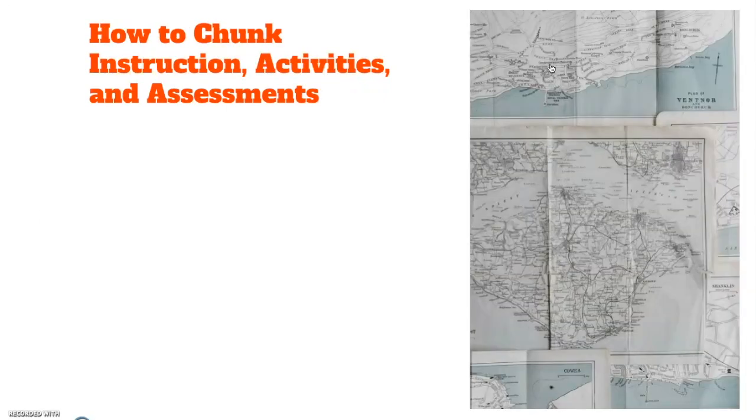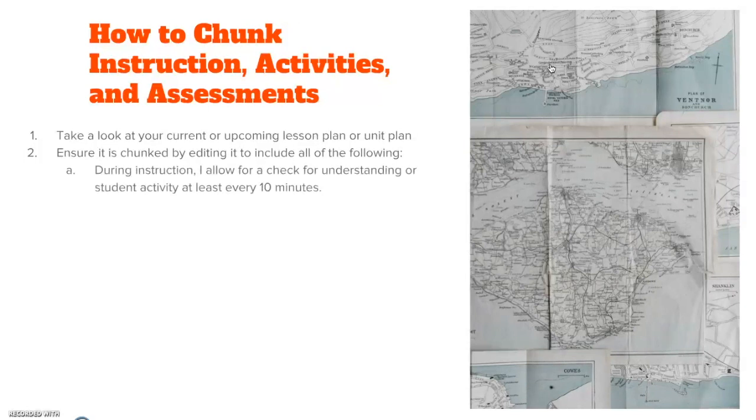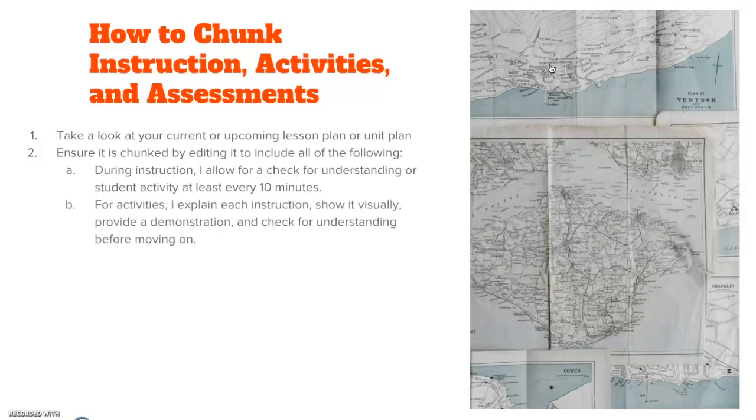Here's one step-by-step method to chunk instruction, activities, and assessments. Take a look at your current or upcoming lesson plan or unit plan. Ensure it is chunked by editing it to include all of the following. During instruction, I allow for a check for understanding or student activity at least every 10 minutes. For activities, I explain each instruction, show it visually, provide a demonstration, and check for understanding before moving on.